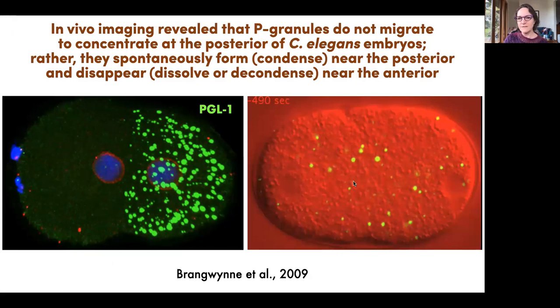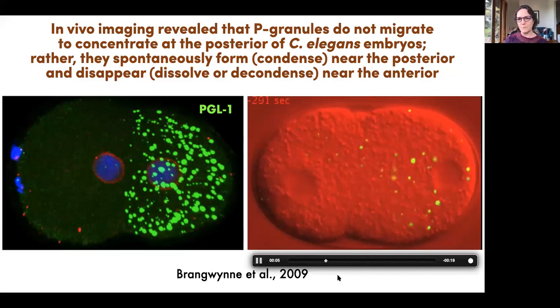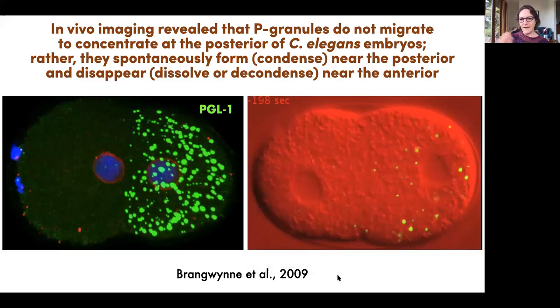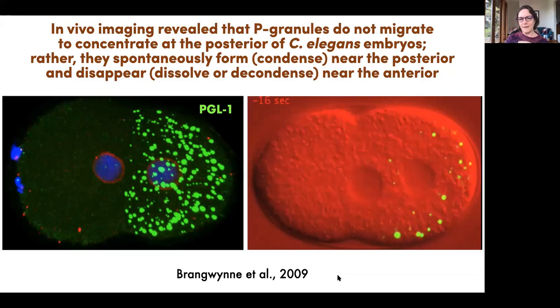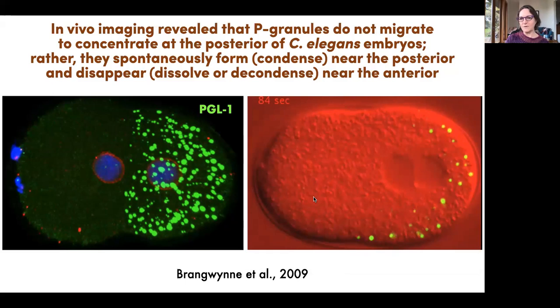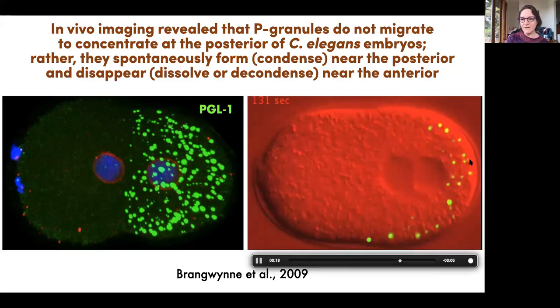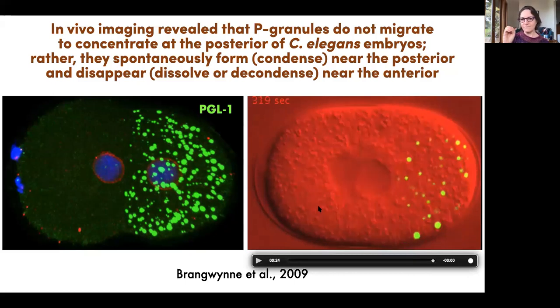And so they started making movies of these embryos with fluorescent P granules in them. And they noticed something kind of surprising, which is that if they tracked the motion of individual P granules, they realized that they were not actually moving. There was no net movement of P granules from the anterior to the posterior end of the embryo. Instead, P granules at the anterior end of the embryo would spontaneously get smaller and disappear, and they would see the emergence of new P granules at the back end of the embryo. So I'll play that again and I'll show you their quantification.